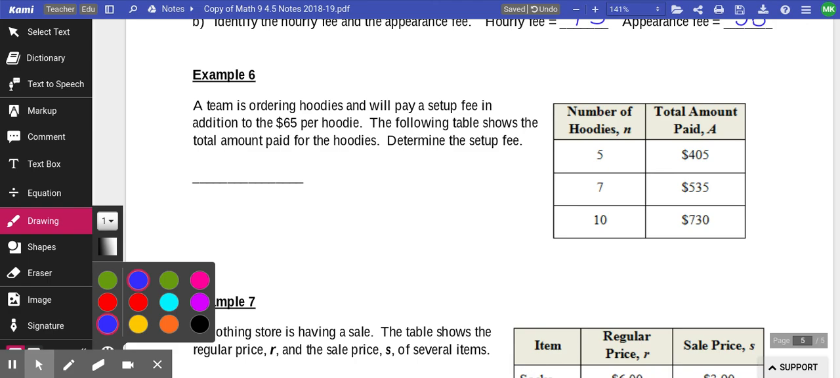If you read this question, it says a team is ordering hoodies and will pay a setup fee in addition to the $65 per hoodie. The following table shows the amount paid for the hoodies. Determine the setup fee. So that's all you're looking for is the setup fee. That's the same thing as saying the starting point.